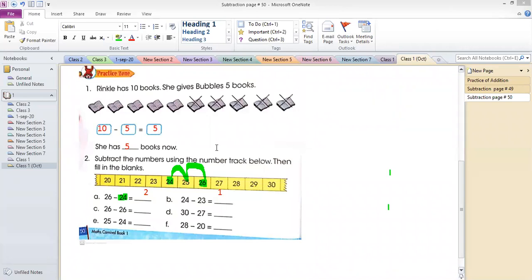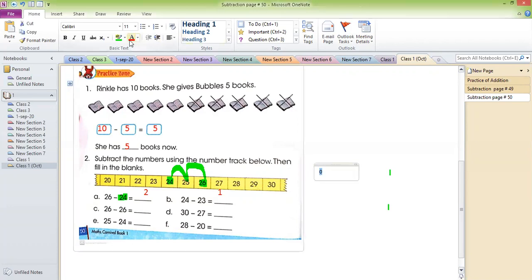Look here in the number track. This is 26. How many steps do you go back to reach 26? No step, because you are already at 26. So 0 steps. 26 minus 26 equals 0. Okay? Because 26 is equal to 26. Whenever you minus a number from the same number, you will have the answer 0.